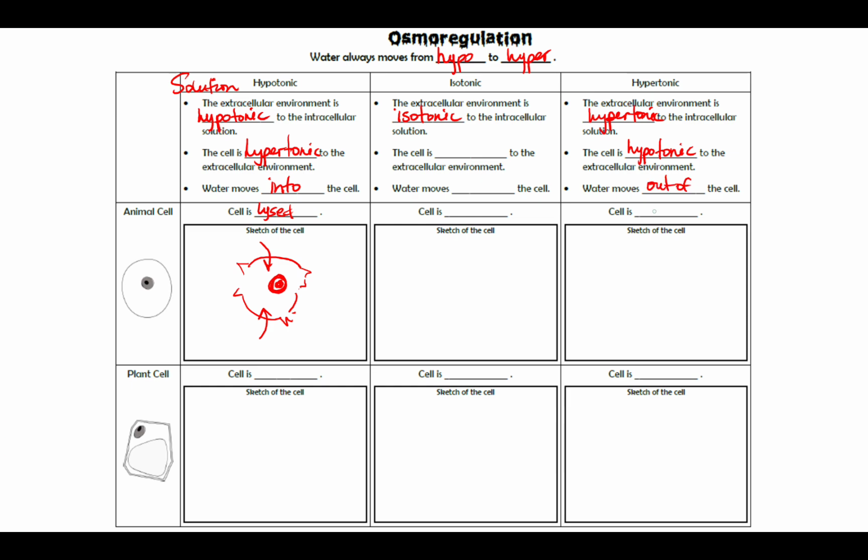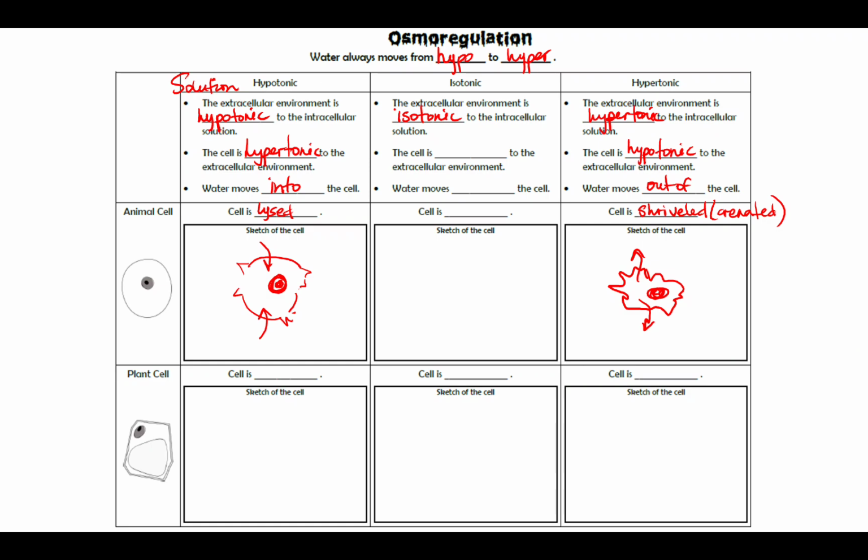When water moves out of the cell, it becomes shriveled or crenated. And kind of drawing that, you end up with a little raisin-looking cell. And water was rushing out.